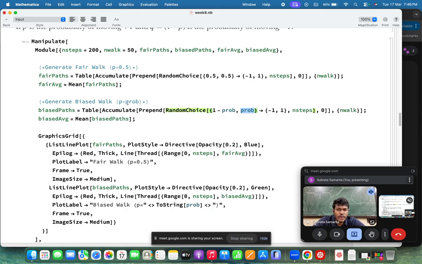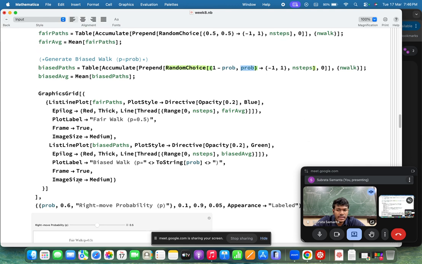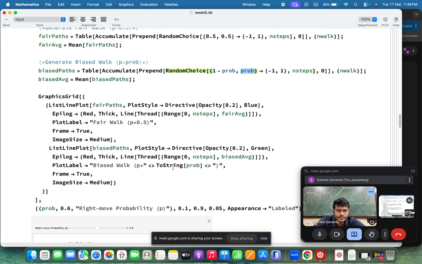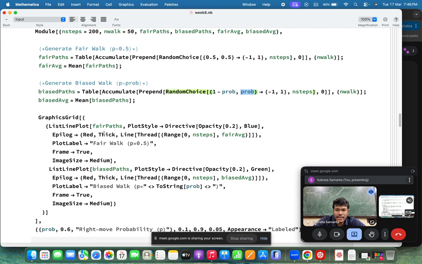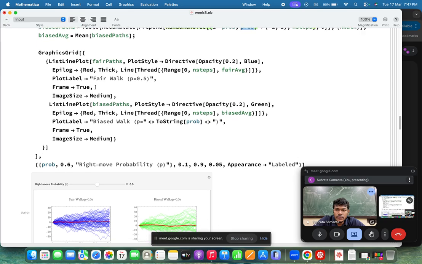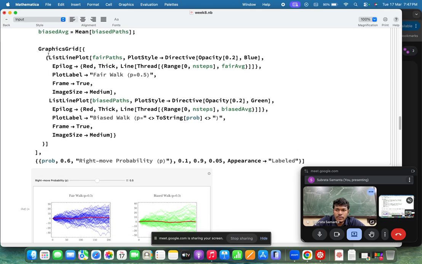And for the biased walk, I do not know what the probability is, so I put a list here for this probability range. The range is basically 0.1 to 0.9 with a gap of 0.05, and I create a slider for that. Then I accumulate all these paths and plot, just as I did before: two plots, one for the fair path and another for the biased path.